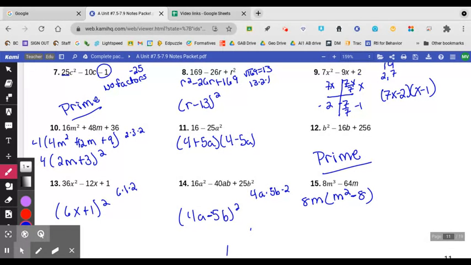15, binomials again, I always look for GCF first, so it's 8m times m squared minus 8. 8 is not a perfect square, so that is complete. If you have any questions, please ask them tomorrow in class.